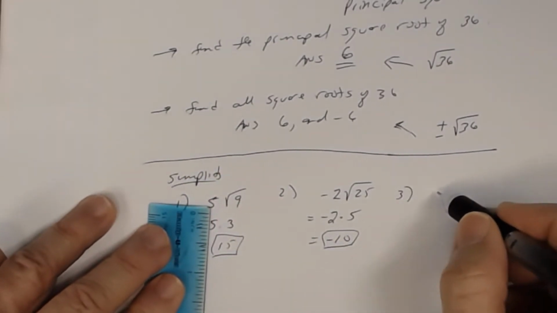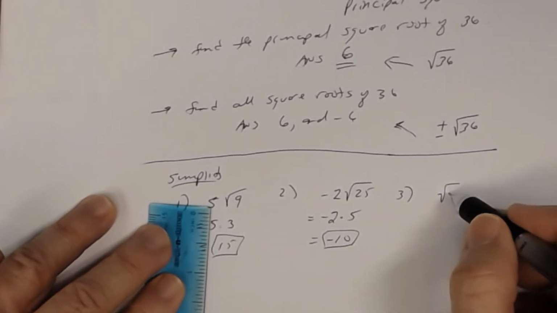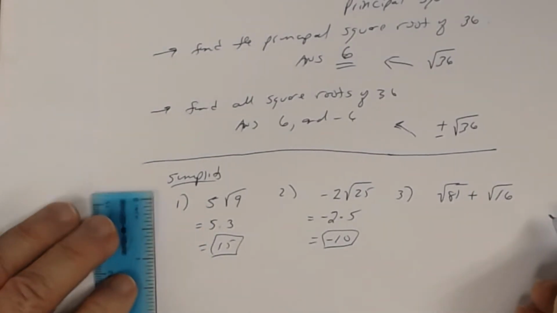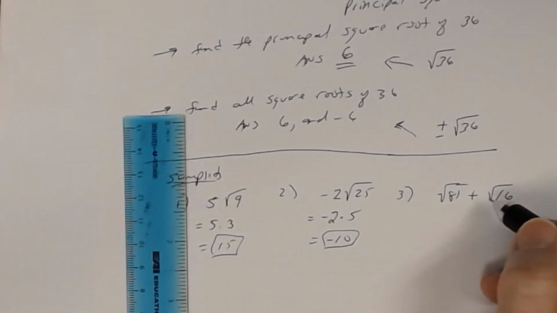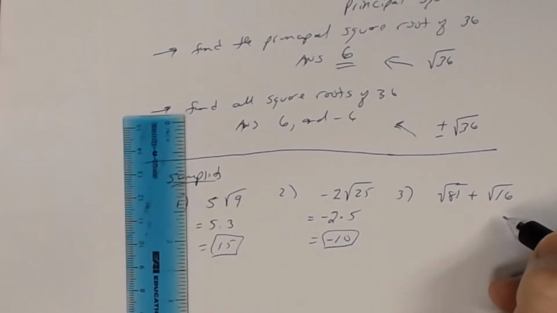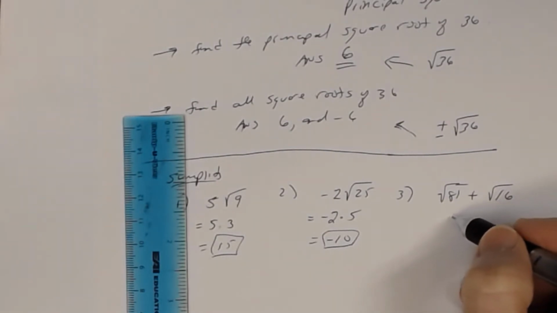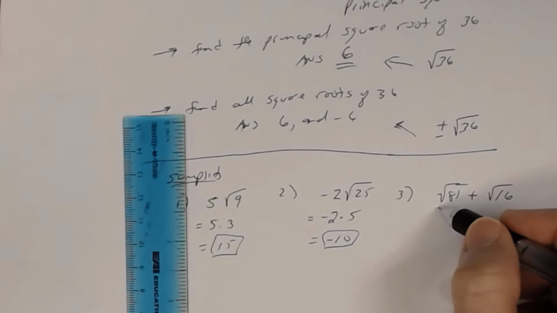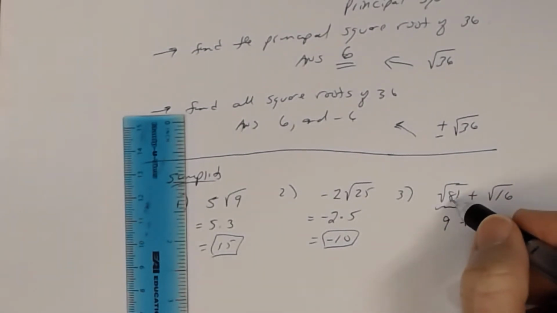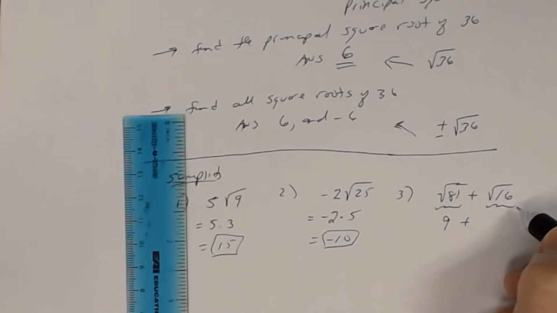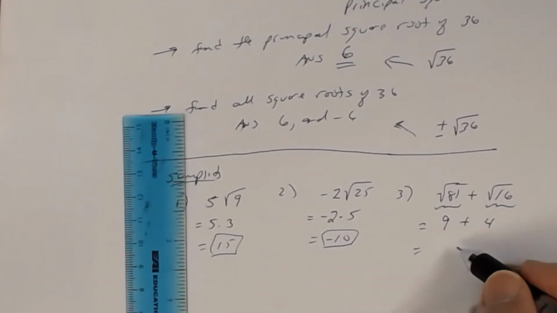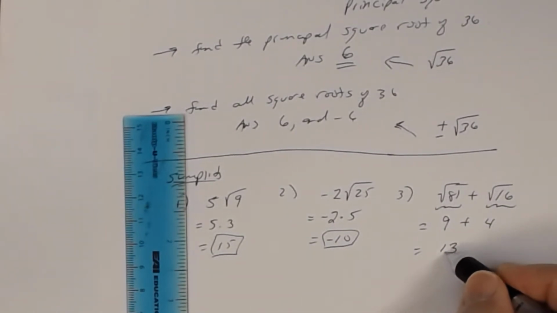And number 3, we have the square root of 81 plus the square root of 16. All right, so now we're adding these two square roots. But if you look at the radicand, 81 is a perfect square, 16 is a perfect square. So that's not a difficult item to deal with. So the square root of 81 we know is 9, because 9 times 9 is 81. And the square root of 16 we know is 4 because 4 times 4 is 16. And so when I add those up, 9 plus 4 is 13.